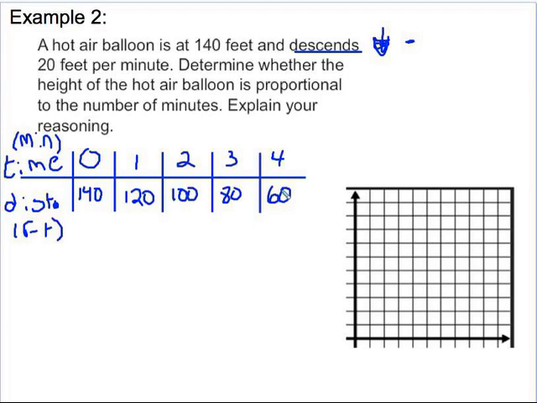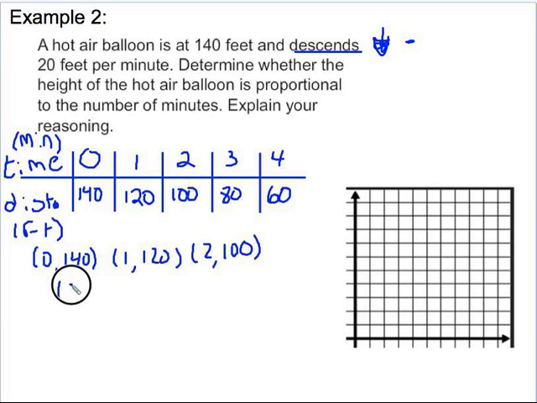In order to determine what this information will look like on a graph, I'm going to want my ordered pairs. So I'm actually going to write my ordered pairs. This is a step that you don't have to take, but I'm going to take it just so you can see where I'm getting the information that I put on my graph. At 0, the height is 140. At 1, the height is 120. At 2 minutes, the height is 100. At 3 minutes, the height is 80. And at 4 minutes, the height is 60. So there are my ordered pairs that I can graph.